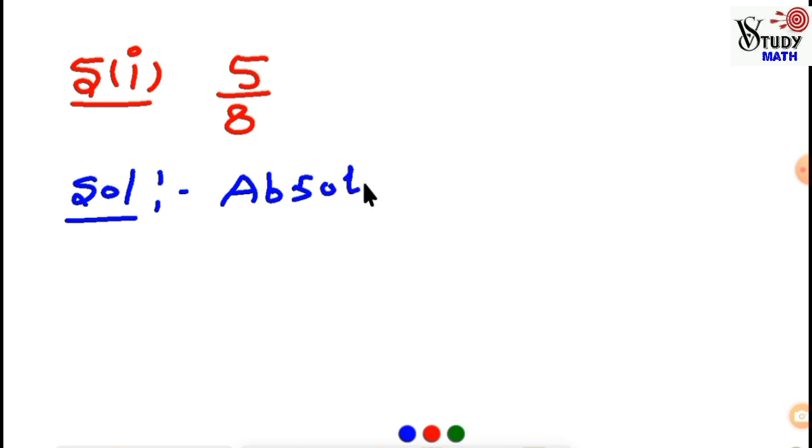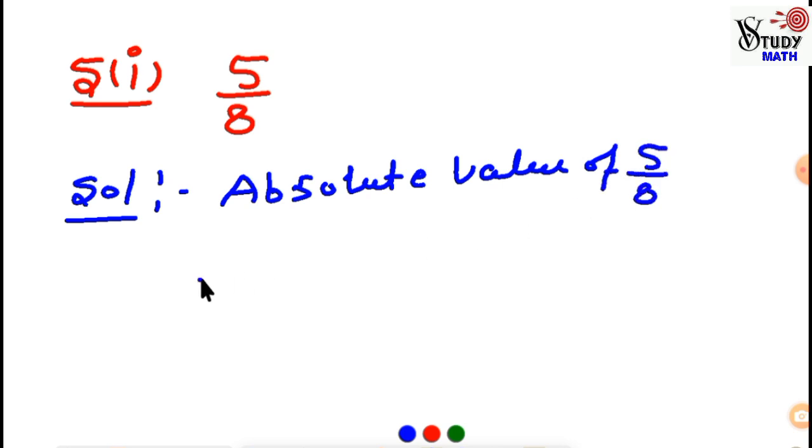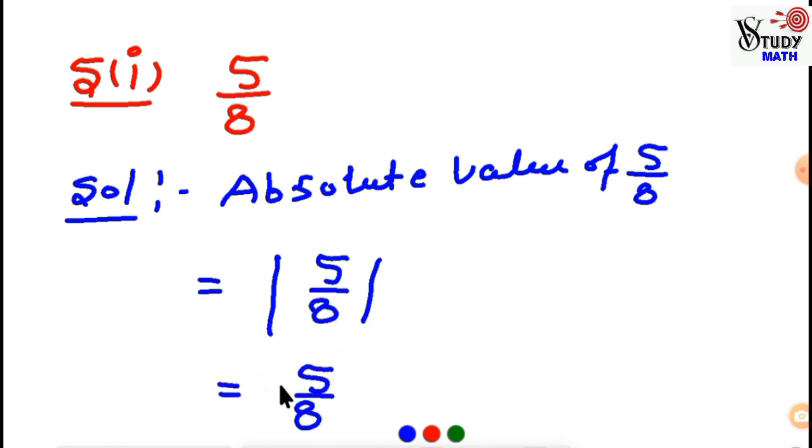absolute value of 5 by 8. For that we have to take the modulus of 5 by 8. We take the modulus of 5 by 8 and this value becomes positive. This is the answer of this problem.